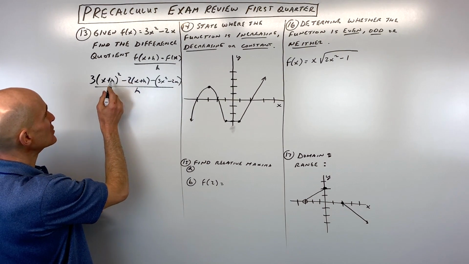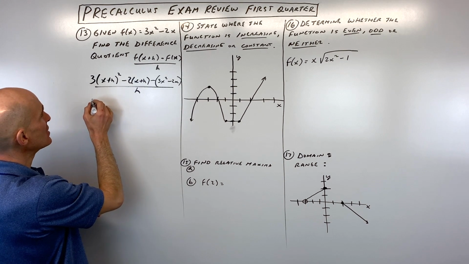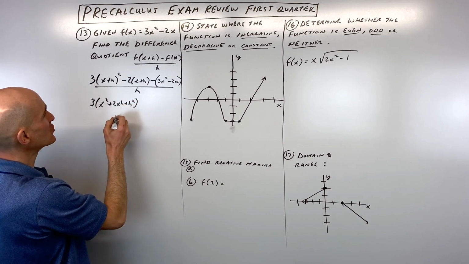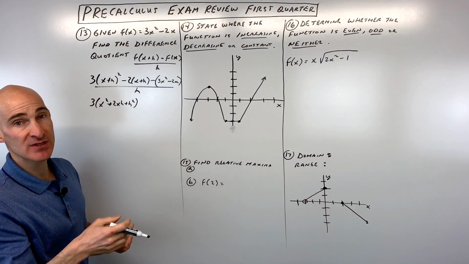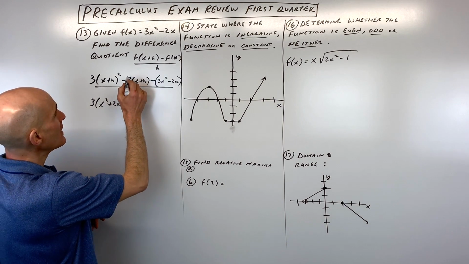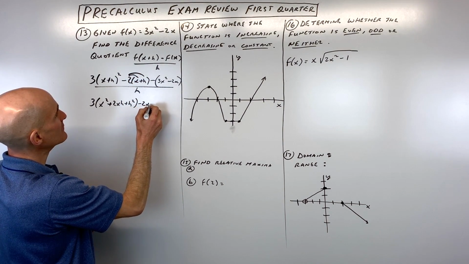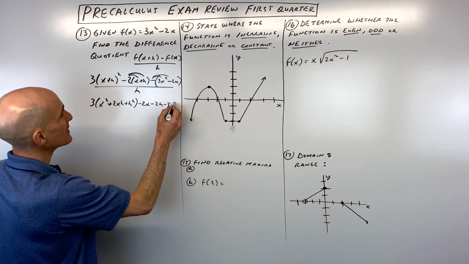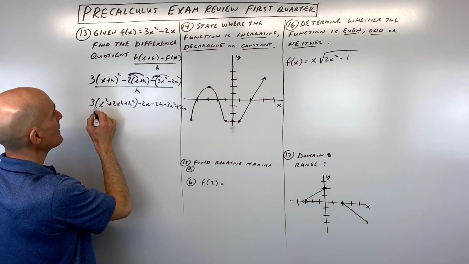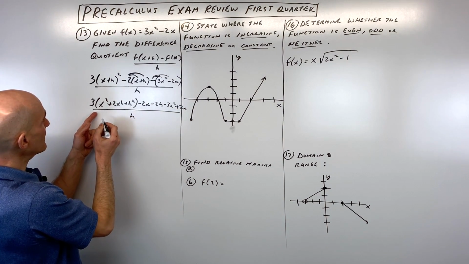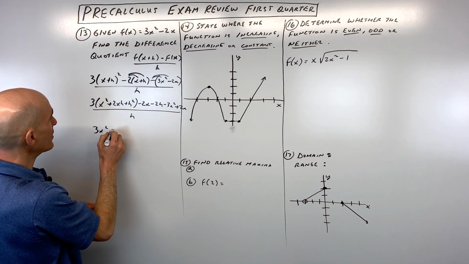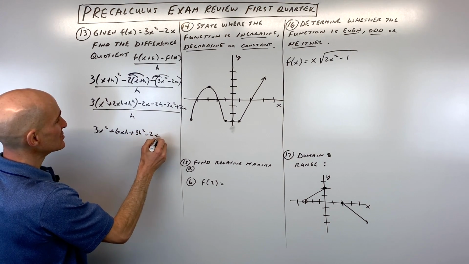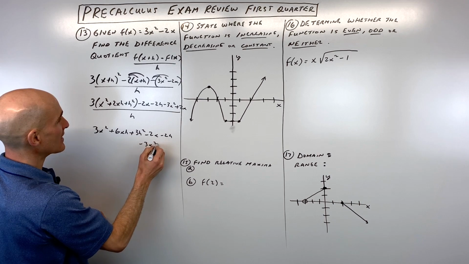So when you FOIL out x plus h squared, remember this is x plus h times x plus h. So that's going to come out to x squared plus 2xh plus h squared. If you need to, just write this x plus h, do the distributive property twice, or FOIL. Here we're going to distribute the -2, so this gives us -2x minus 2h. And then here we're going to distribute the negative, that's going to give us -3x squared plus 2x, all divided by h. Now, let me see if I can distribute the 3 here. So this gives us 3x squared plus 6xh plus 3h squared minus 2x minus 2h minus 3x squared plus 2x.